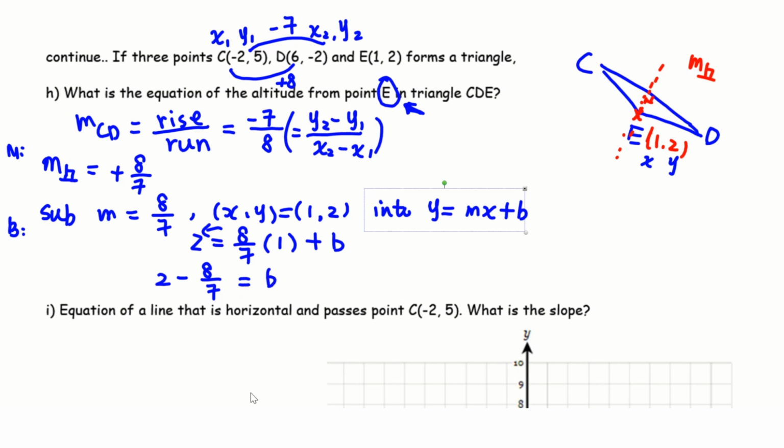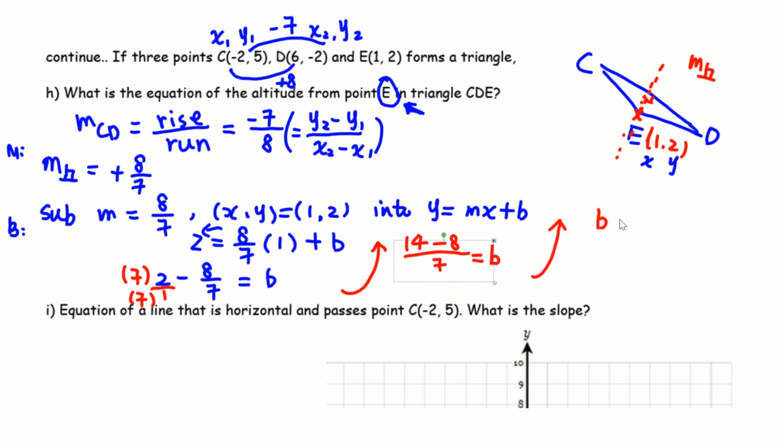So 2 means 2 divided by 1, then the greatest common denominator will be 7. So we times 7 to both numerator and the denominator. We are going to have 14 take away 8, all over 7 equals b. Then continue, we have b equals 6/7.